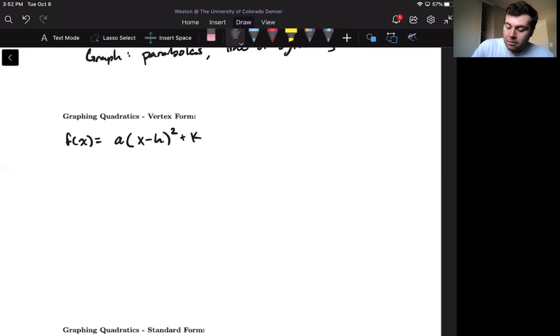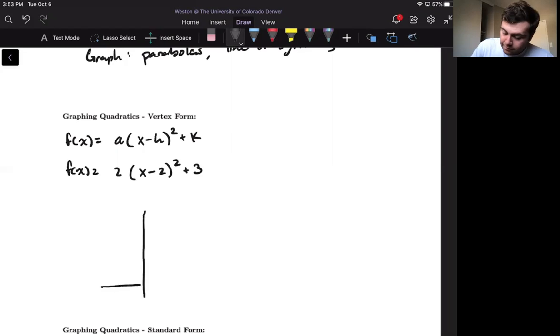All we have to do is, if we have a specific example, say f of x equals 2 times (x minus 2) squared plus 3, we can draw our graph axis. And then our usual quadratic, if it was just f of x equals x squared, would look like that.